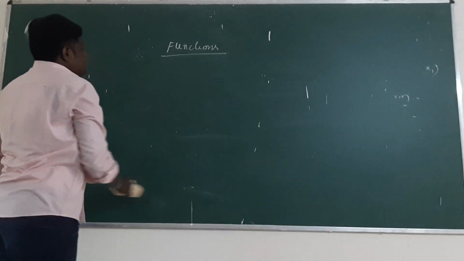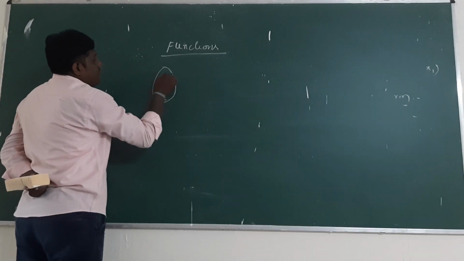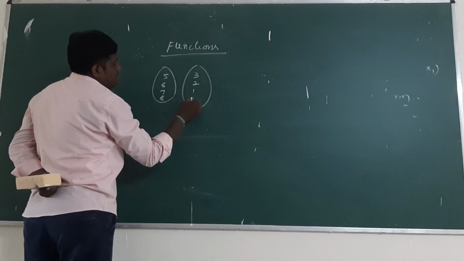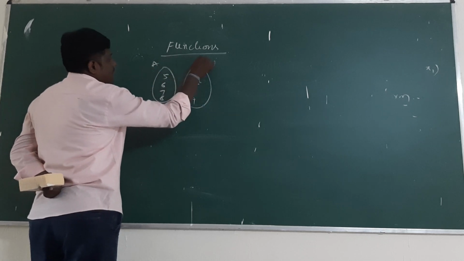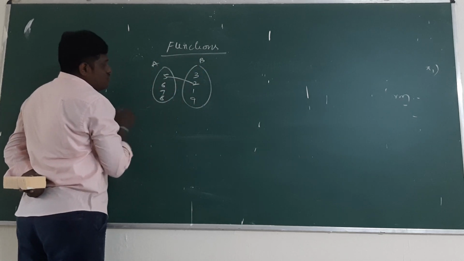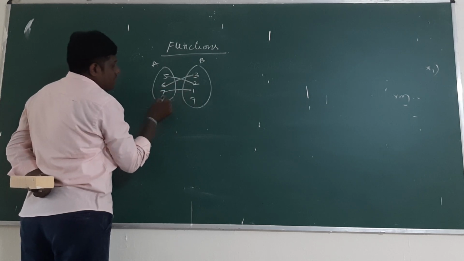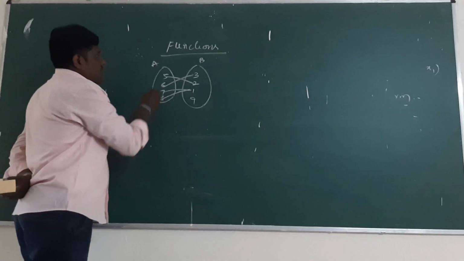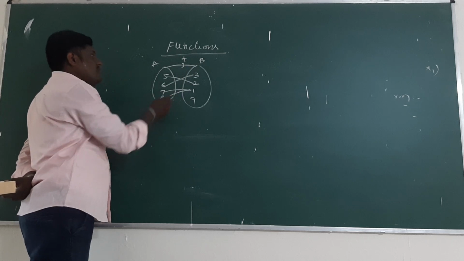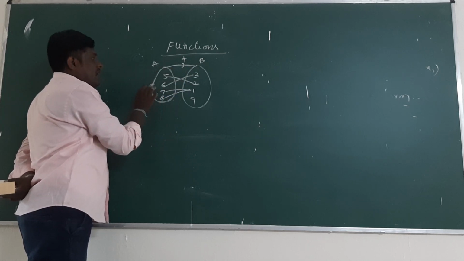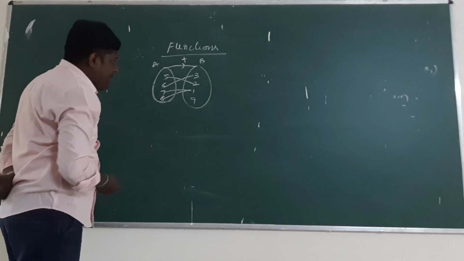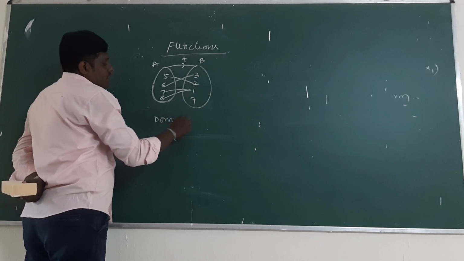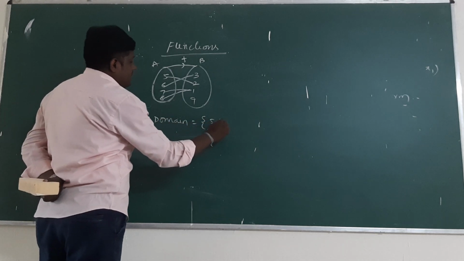I will give some examples. See here 5, 6, 7, 8 and 3, 2, 1, 9, 18. 5 is mapping with 2, 6 is mapping with 3, 7 is mapping with 1, 8 is mapping with 1. First of all, we have to check whether it is a function or not. Absolutely it is a function because in the set A all elements are mapping and all elements have unique images. That's why it is a function. And what is the domain here? Domain is set A, that is the set 5, 6, 7, 8.